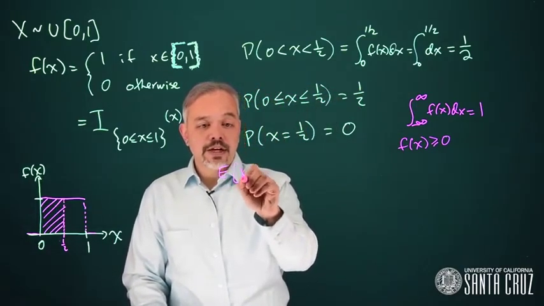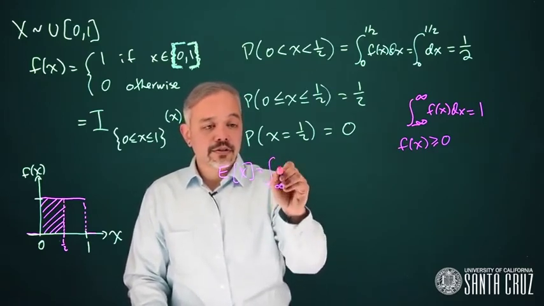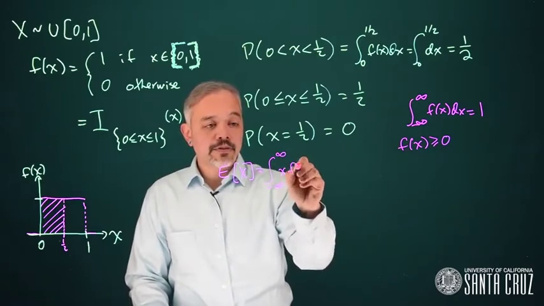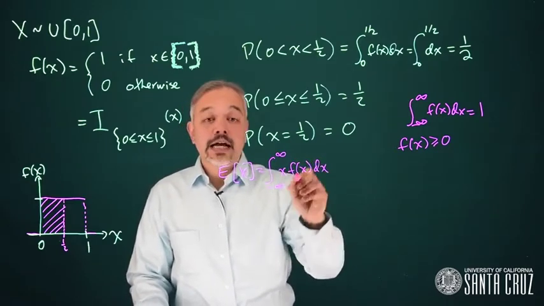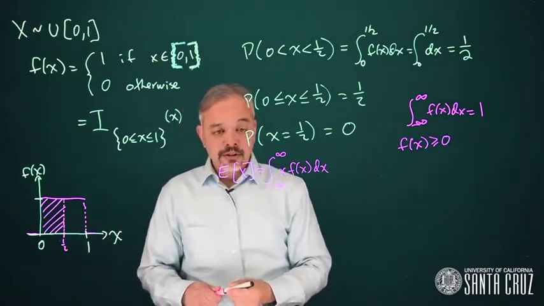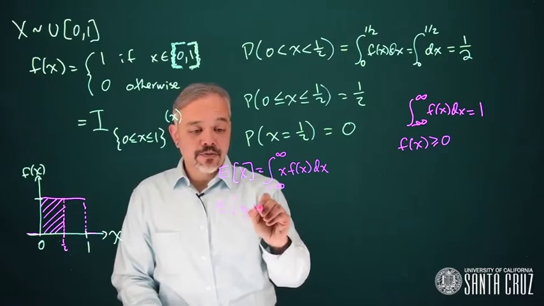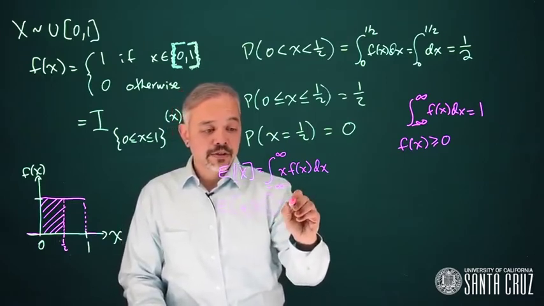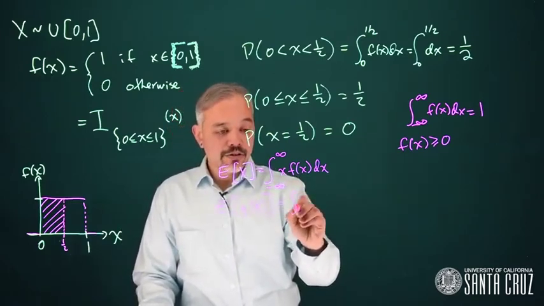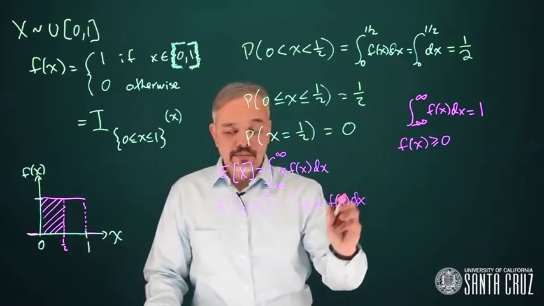We can write the expected value for a continuous random variable as the integral of x times f of x dx. So this is analogous to the sum that we had for a discrete variable. In general, the expected value of some function of x, g of x, we can write as the integral of g of x, f of x, dx.